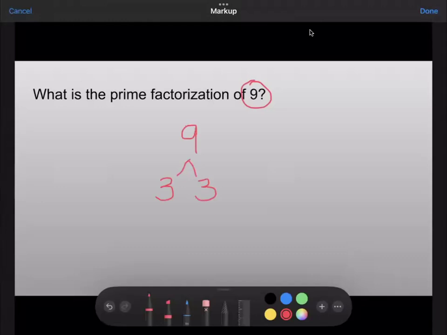So now I need to look at them and decide if they are prime or if they are not prime. So the only way to multiply and get 3 is to do 1 times 3. So I'm going to go ahead and circle that as prime and circle this as prime. So I could rewrite my prime factorization as 3 times 3, or I could write it as 3 to the 2nd power because both of those are equivalent.